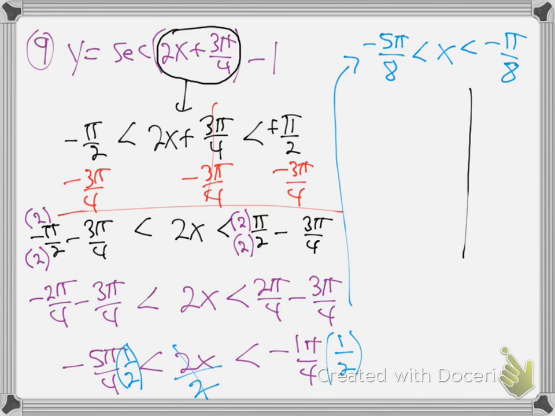So that'll be between minus 5 pi over 8 and minus pi over 8. Between those two, well, those are our dotted lines. And what are we going to have between those two? What does secant always look like? It's a u, right? It's going to be a u.